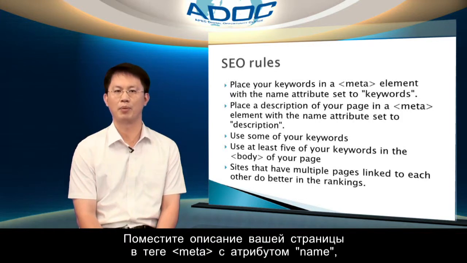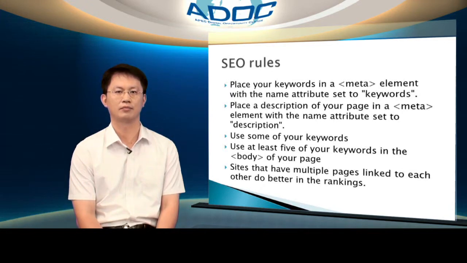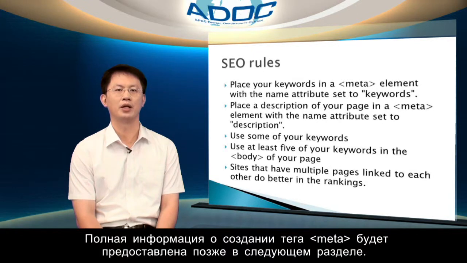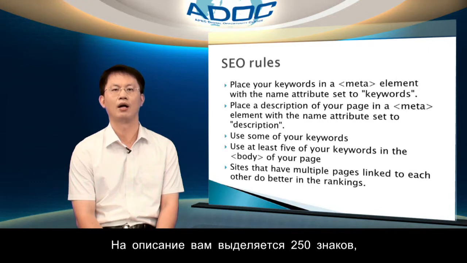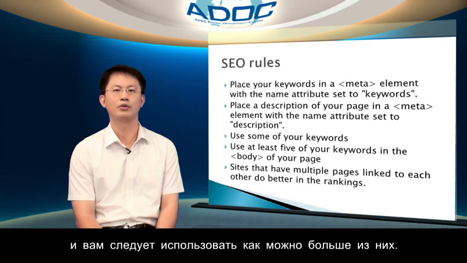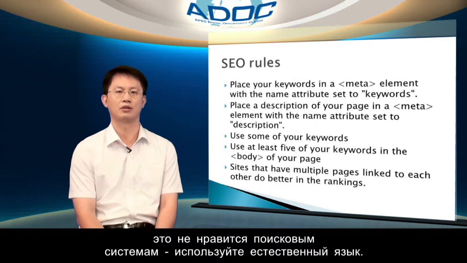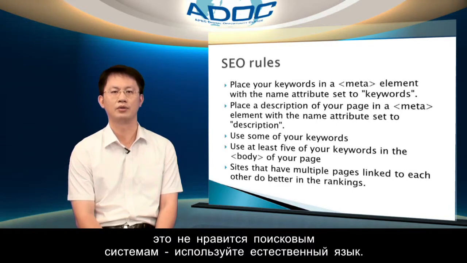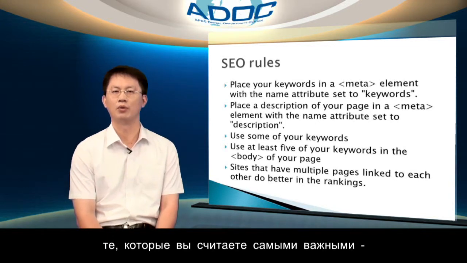Place the description of your page in the meta element with the name attribute set to description. Complete information on creating meta elements is coming up in the next sections. You are allowed 250 characters of description, and you should use most of them. Do not stuff keywords here, which search engines don't like, and use natural language. Use some of your keywords, the ones you consider the most important.